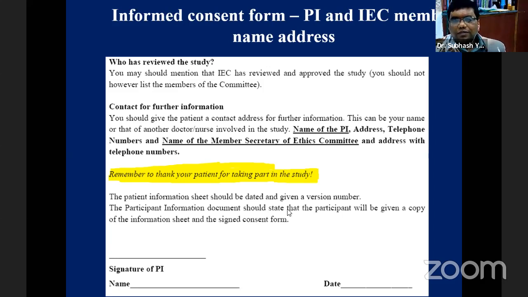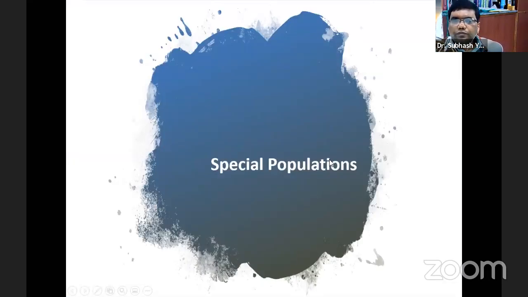In the last you can see we always thank the participant for taking part in the study, and the PI signature, name and date is written. And another important thing which I told you, this form should have the name of the PI, address, phone number, and also the name of the member secretary of the ethics committee, and address and telephone number. So for any emergency or any dispute, the subject can contact the PI or even the ethics committee.